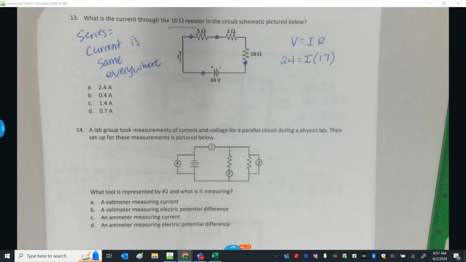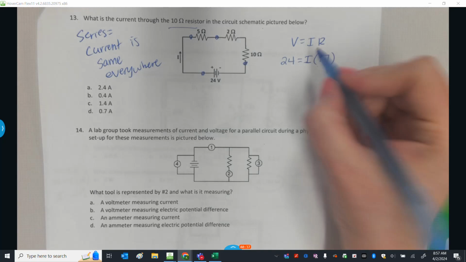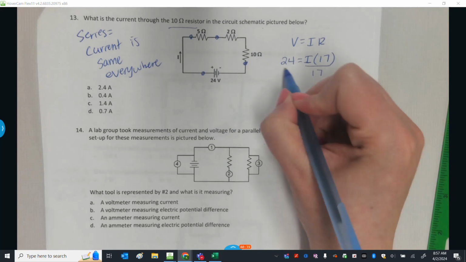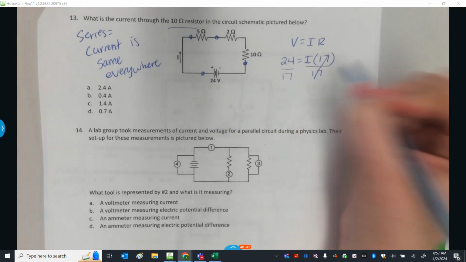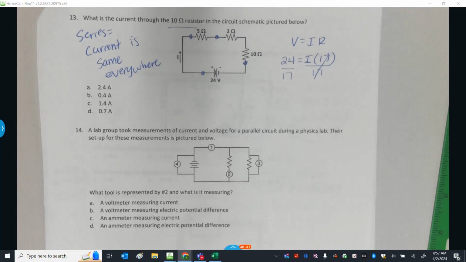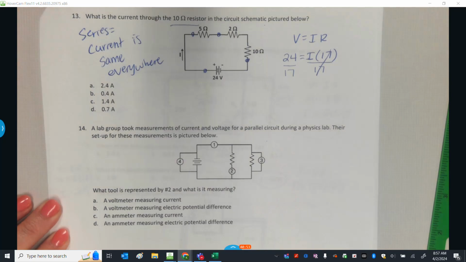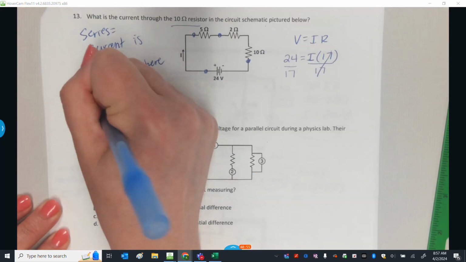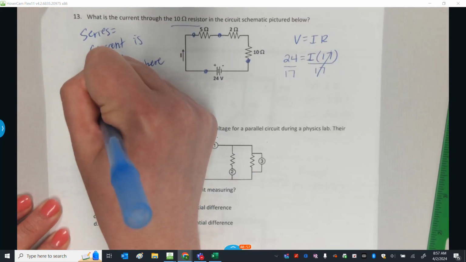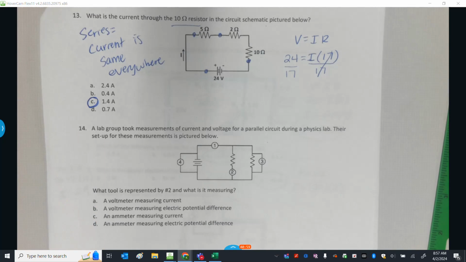So now I can solve for my total current, and that total current is the same everywhere. 24 divided by 17 is going to give me 1.41176, and it keeps going. But the answer is 1.4 amps. It is answer choice C for number 13. Questions about this problem?